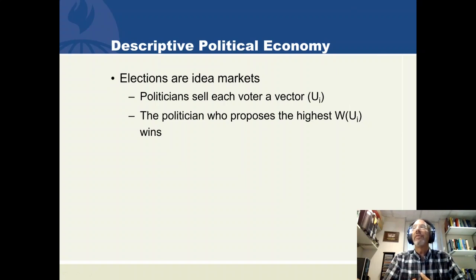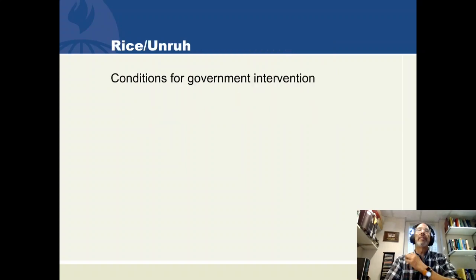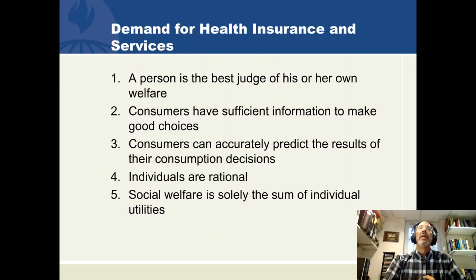All right, so we've covered most of what I want to cover in this section. I do want to note that in your textbook by Rice and Unruh, they have a fabulous reference on the conditions for government intervention. And they've basically given us a list of the market failures that would justify market intervention. And they've talked about how many of them are affecting the health economy.